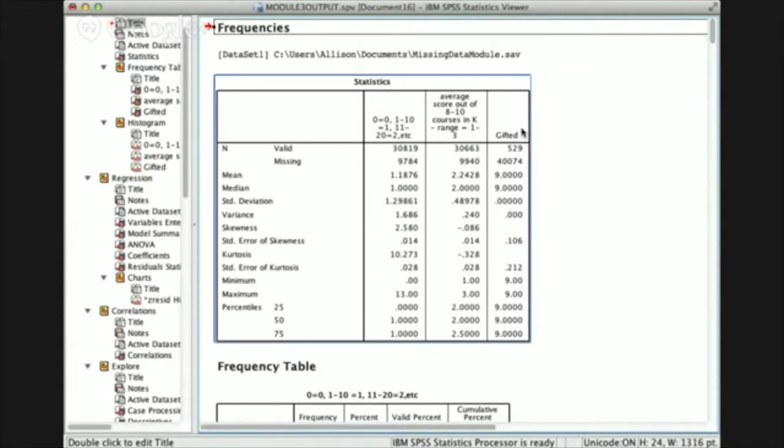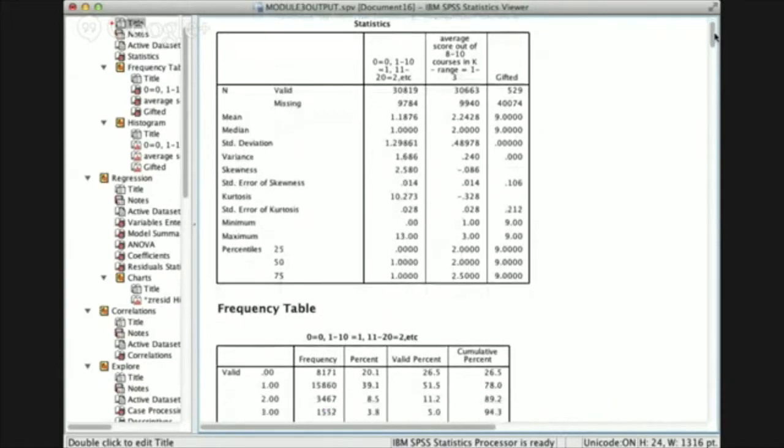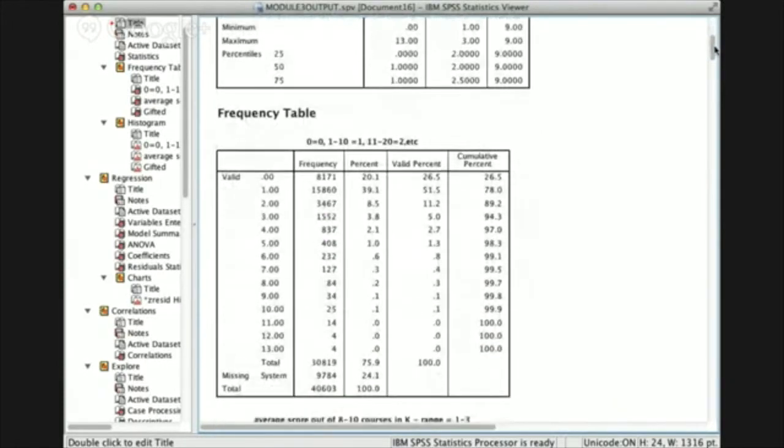And then we have gifted, which is my variable of interest because that's what I'm doing my master's thesis on, so gifted and talented education. So we'll get into them a little bit later when we look at them specifically versus the population. All right, so here's our frequencies.